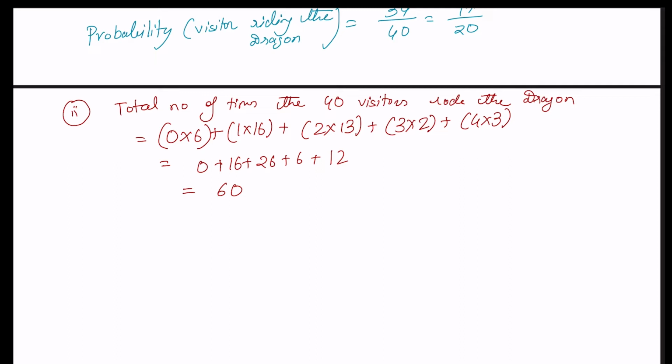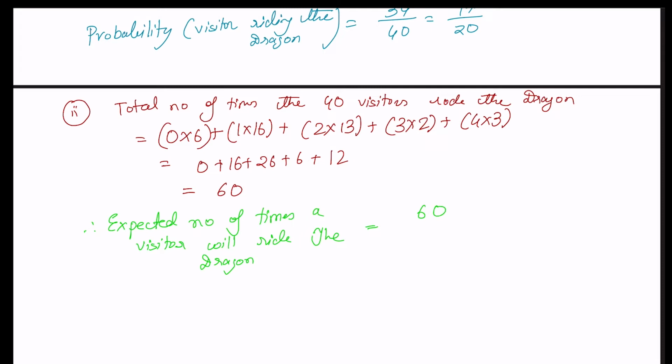So the expected number of times a visitor will ride the Dragon is the total number of times they rode the Dragon divided by the total number of visitors, which is 1.5. So we can say that every visitor coming to this amusement park will ride the Dragon 1.5 times on average.